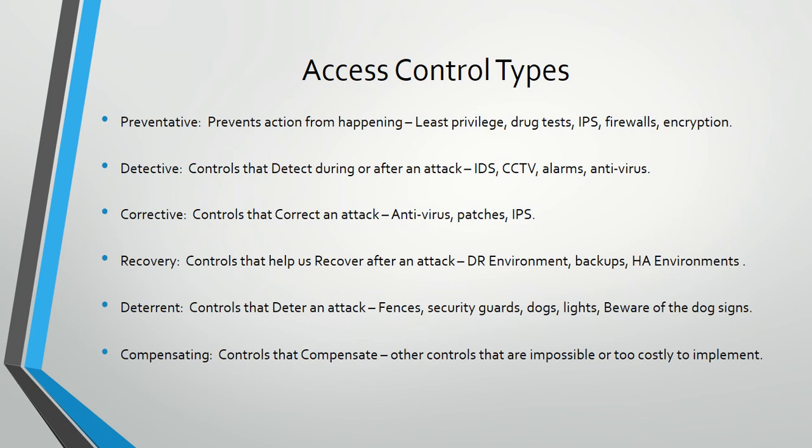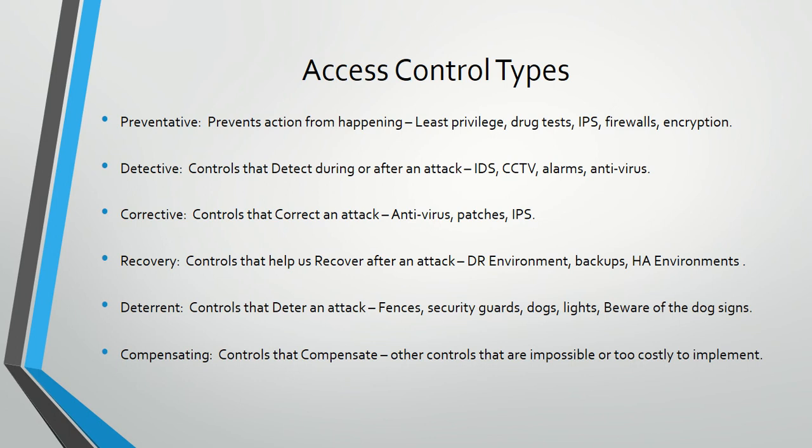For example, a firewall is a technical preventive control because it can prevent malicious traffic from entering a network. A guard is a physical preventive control. Administrative preventive controls include access reviews and audits. Other examples are least privilege, IPS, firewall, encryption.